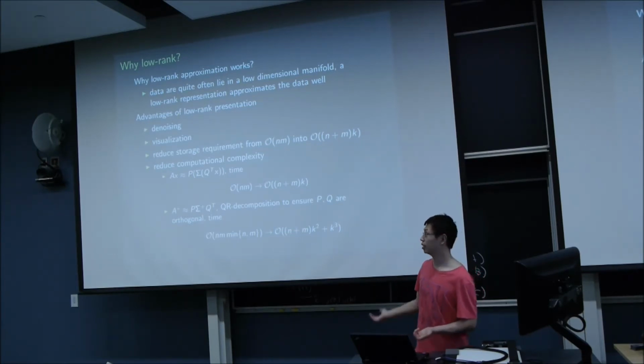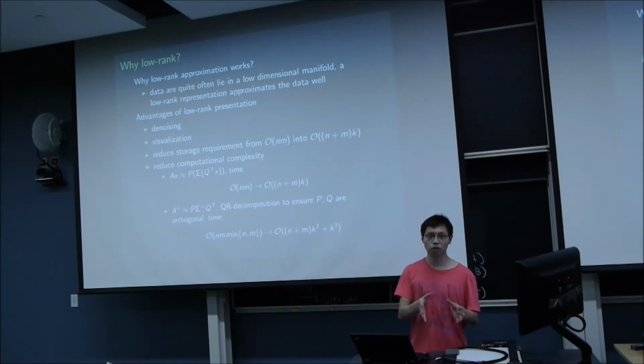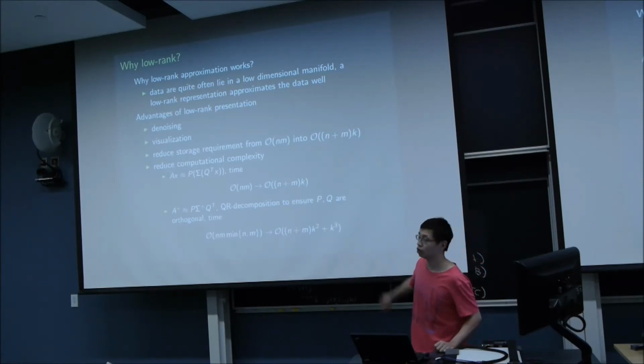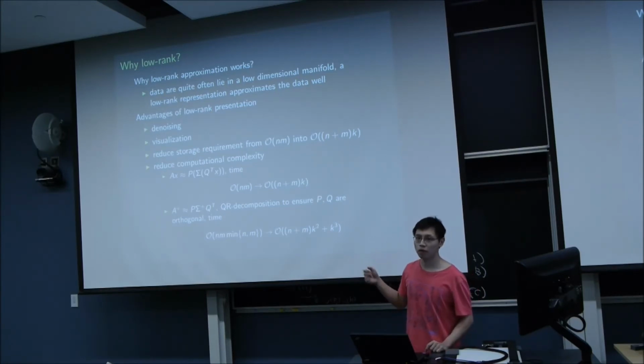First is denoising. You have noise and you remove some of it. Also it's visualization. You have very high dimensional data, and it's not easy to plot. If you reduce it to 2 or 3 dimensions, you can just plot it, as many standard software can do that. And the most important thing is that you can reduce the storage requirement. Instead of storing the whole n times m matrix, if you have n as 1 million, it takes 100 gigabytes.